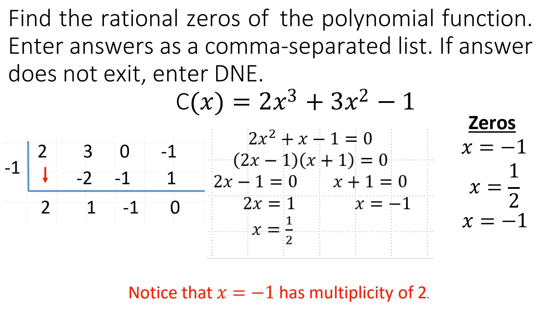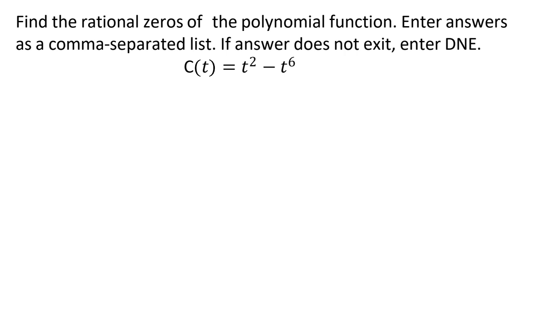All right, let's look at this example. Find the rational zeros of the polynomial function. Enter answers as a comma separated list. If answers do not exist, we're going to enter DNE. So again, let's look at this polynomial. What is the degree of this polynomial? The degree of this polynomial is 6.